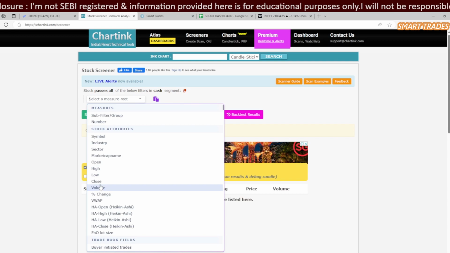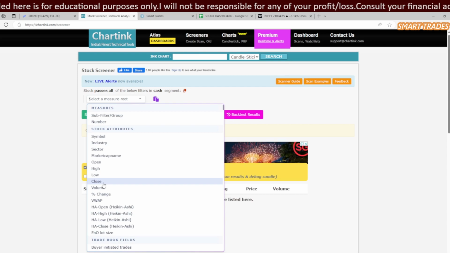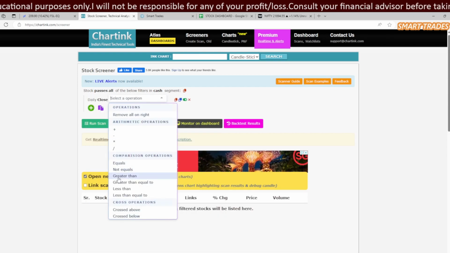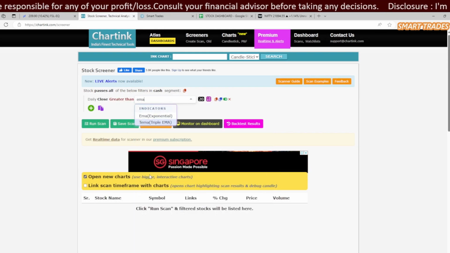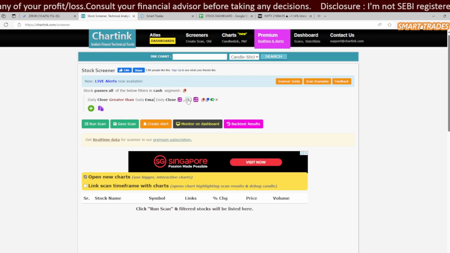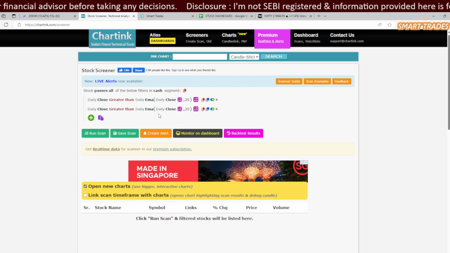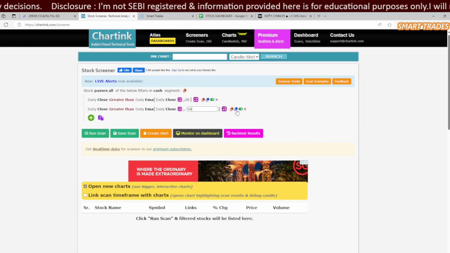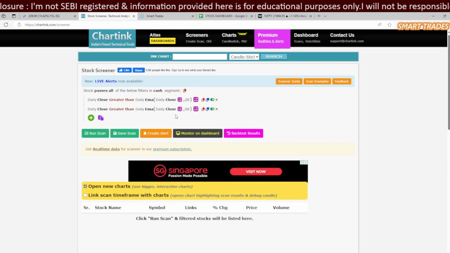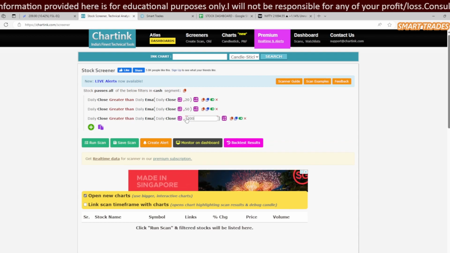First, the criteria should be that the daily close is greater than the daily EMA of 20, 50 and 200. The daily close should be greater than the 20 EMA. Next, it should be greater than the 50 EMA on the daily close. It should be above that 50 EMA. Next, it should be above the 200 EMA.